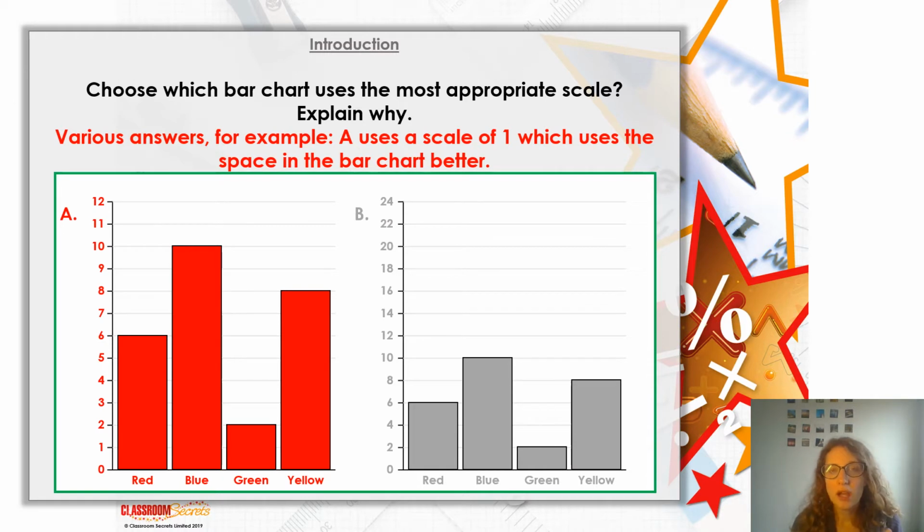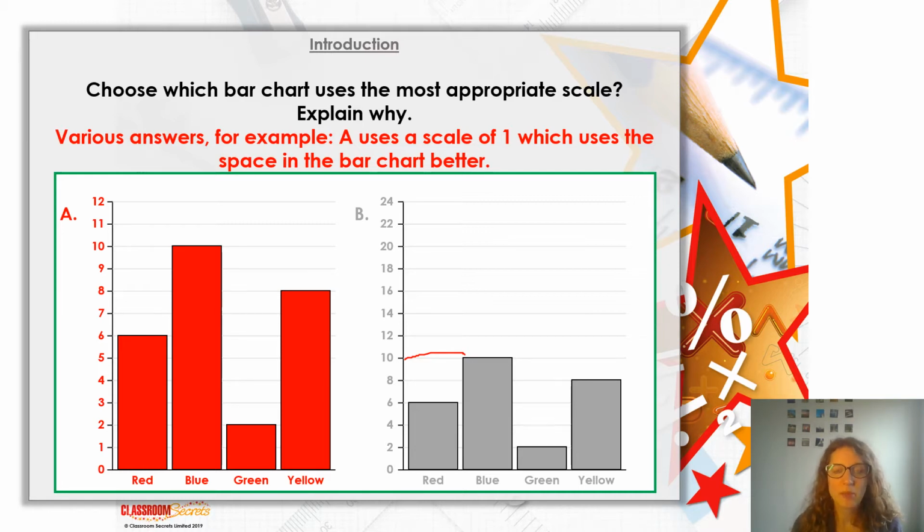I would say that graph A has the most appropriate scale for the size of the number and the data that we are using. So if you said graph A, well done. If you said graph B, that is absolutely fine as long as you can explain why you think it's most appropriate. It uses a scale of 1, which makes better use of the space, because this one we've gone all the way up to 24, but actually we don't go higher than 10, which is down here. So we've got all this wasted space for no reason.